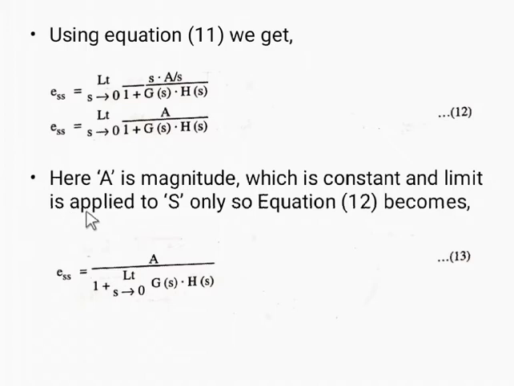So the limit applied to s only, equation 12 becomes... So this is the constant. This limit will be applied only for the denominator. So the steady state error is equal to A divided by, also 1 is constant, 1 plus limit s tends to 0 of GsHs.